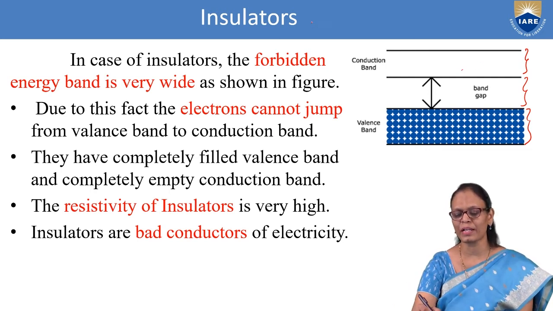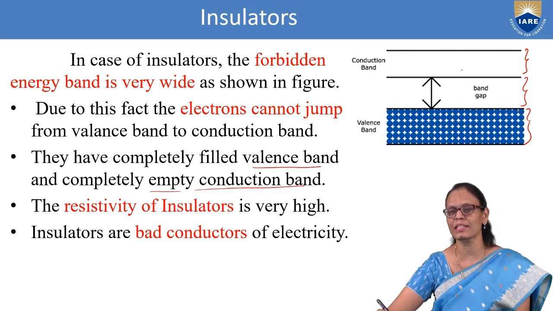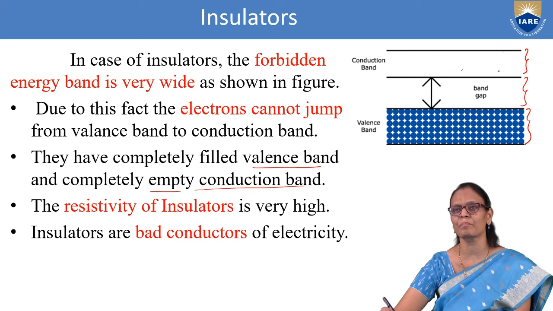So when we talk about insulators, they have a completely filled valence band and a completely empty conduction band. All the valence electrons are represented in the valence band, and because these electrons cannot move, the conduction band is completely empty. So these blue dots are representing the electrons. If you see, the valence band is completely full, but the conduction band is empty. This means the valence electrons cannot be made free very easily because of this band gap.